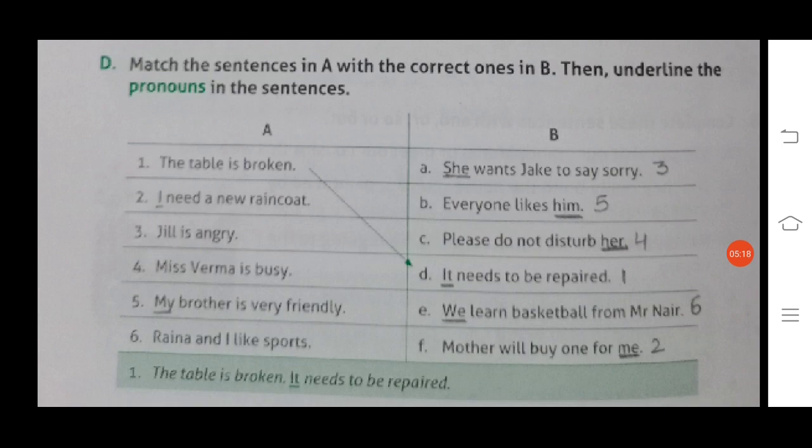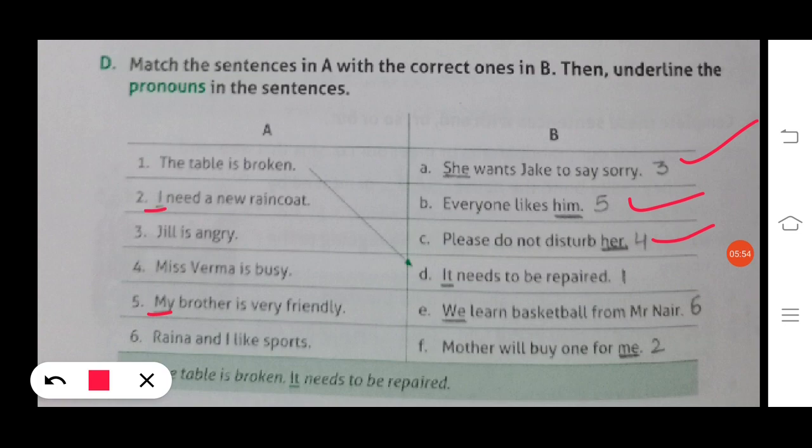Number 3, Jill is angry. She wants Jack to say sorry. Third one, okay? And she is the pronoun. Number 4, Miss Verma is busy. Please do not disturb her. Her is the pronoun. Number 5, my brother is very friendly. It will be matched with everyone likes him. So him is the pronoun, and here my is also the pronoun, and the second one I is the pronoun.